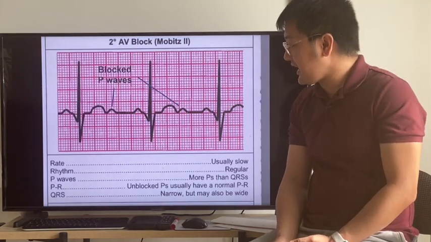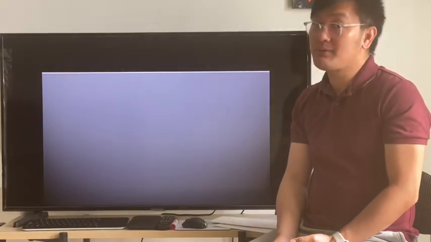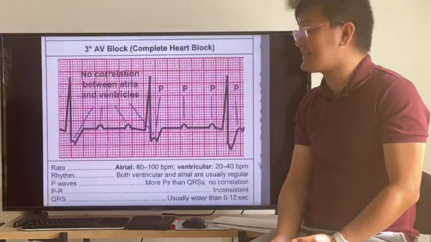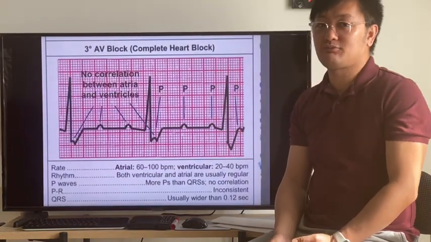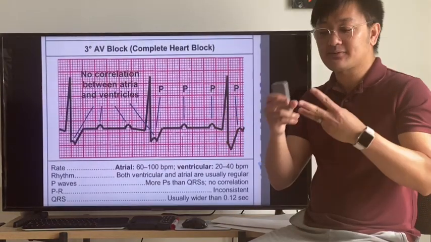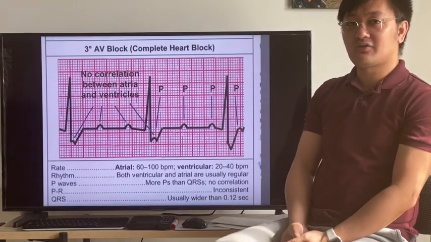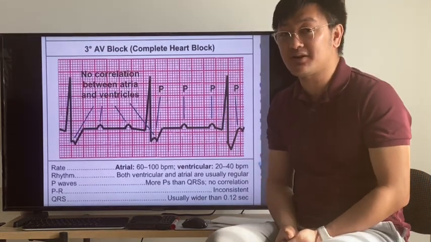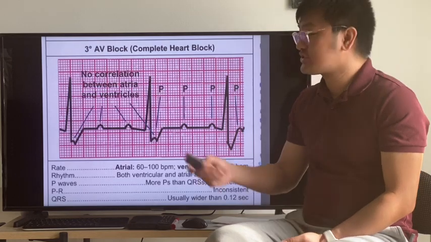But for third degree AV block, maybe more than one P wave in every QRS, and the PR interval is inconsistent. It can be normal, it can be prolonged. So among the three types of AV blocks, it is your third degree AV block said to be the most serious, complete AV block. So what do we do here?